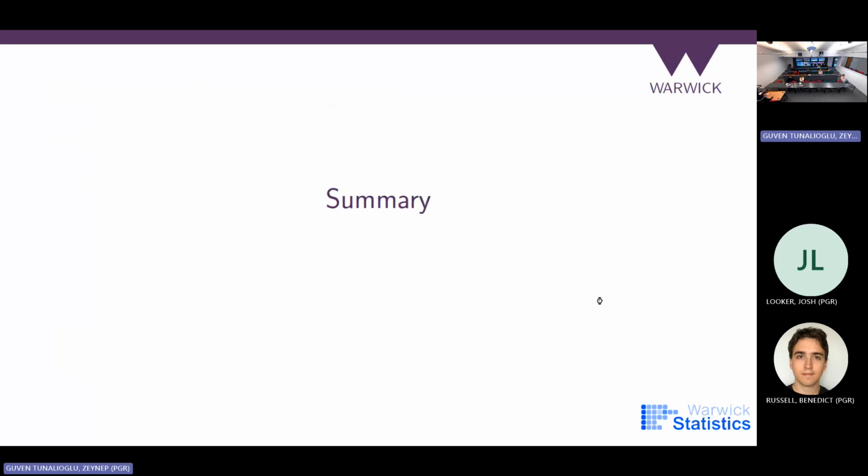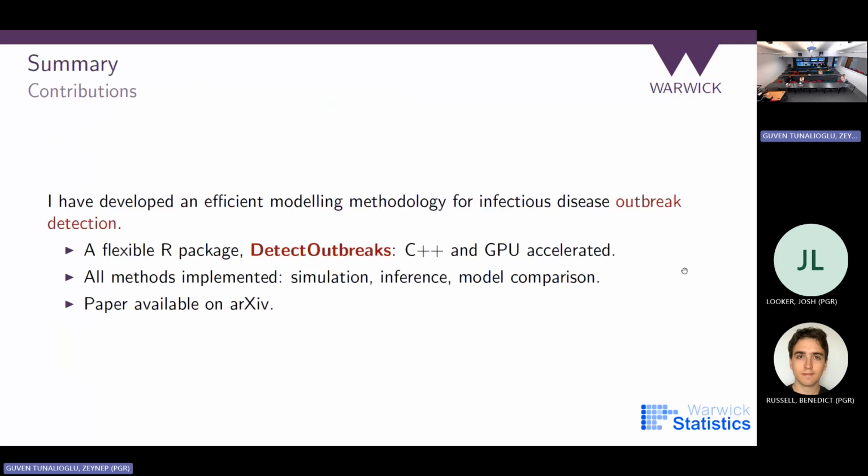Yeah, and in summary, we have an R package that implements all of this, both the MCMC and the HMC. If you have access to a GPU, the HMC is accelerated. If you have a CPU, it's C++ accelerated. And you can find the paper on arXiv.